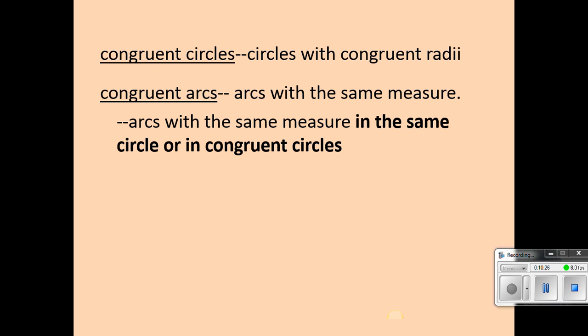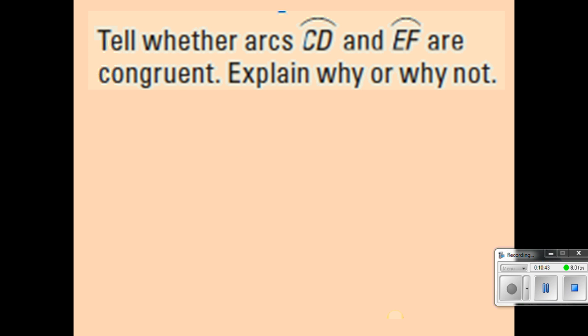The other way you can have congruent arcs is if you have congruent circles. Now, in order to be a congruent circle, you have to have congruent radius, or radii. That's plural for the radius. Okay, so let's take a look at three possibilities here, and let's determine whether or not these arcs CD and EF would be congruent. And let's see if we can explain why or why not.